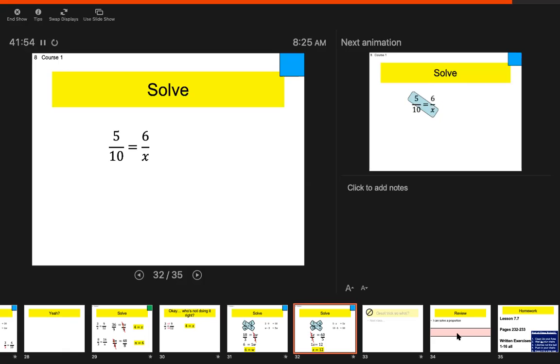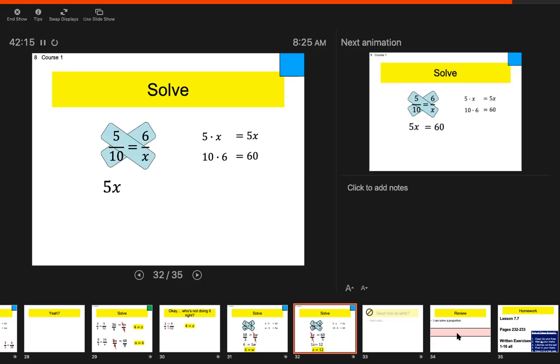All right, so cross multiplication is the one tried and true technique that all you have to remember to solve problems like this. So let's do this one, cross multiply. 6 times 10 is 60, 5 times x is 5x, so I get 5x is equal to 60, or 60 equals 5x, however you want to write it.